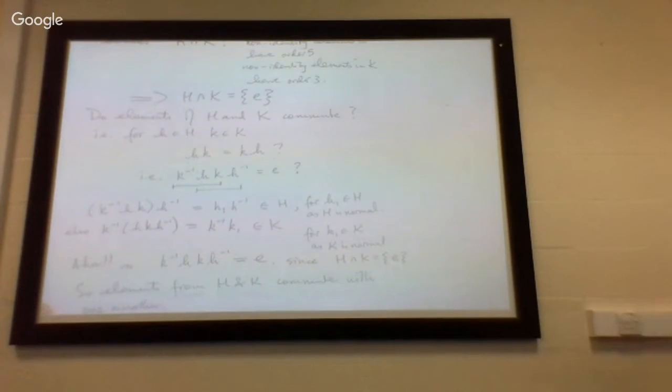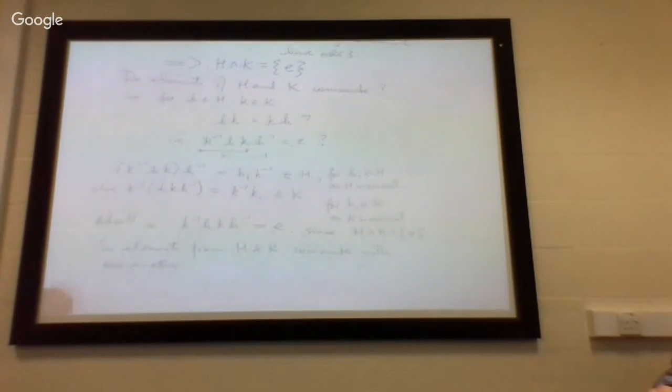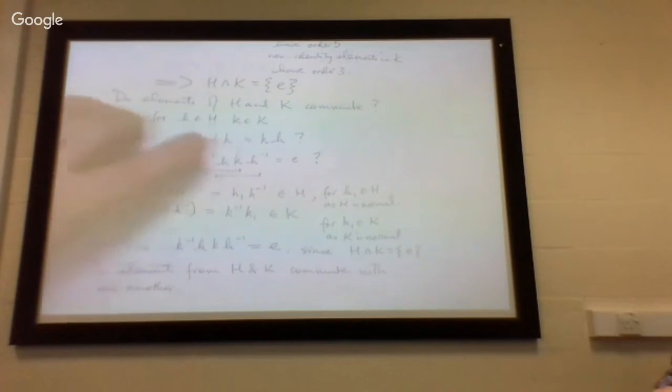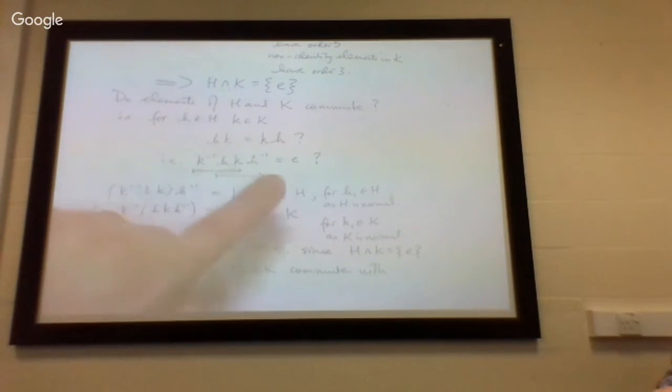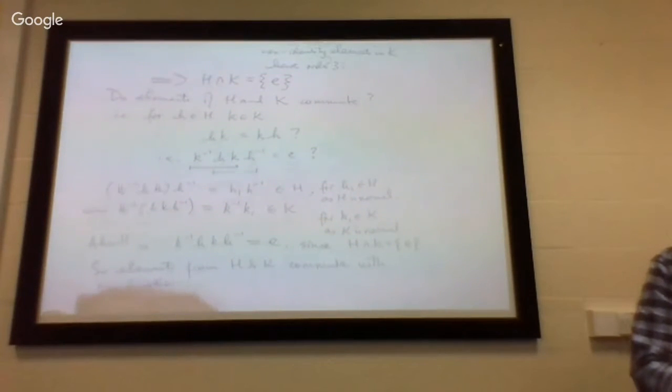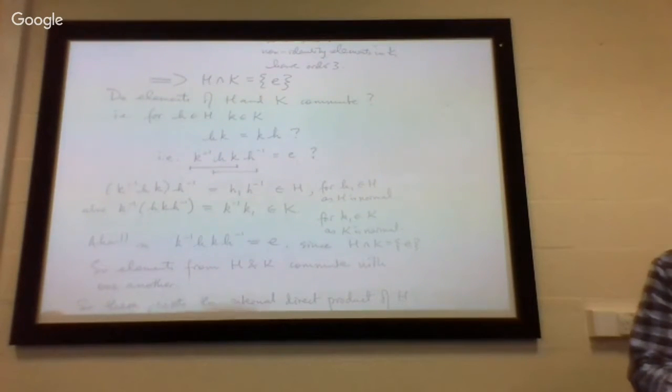We're not saying two elements from H commute with each other, although they do because H is cyclic. So everything's just a power of the generator. So a product of two powers of the same element will commute. But here they commute with each other. So once you've got two subgroups which only intersect in the identity element and two subgroups where elements commute, then there exists the internal direct product of H and K in G.